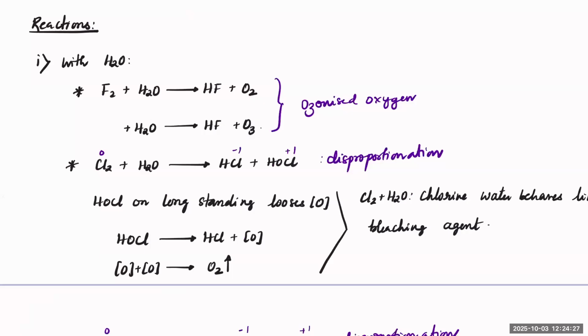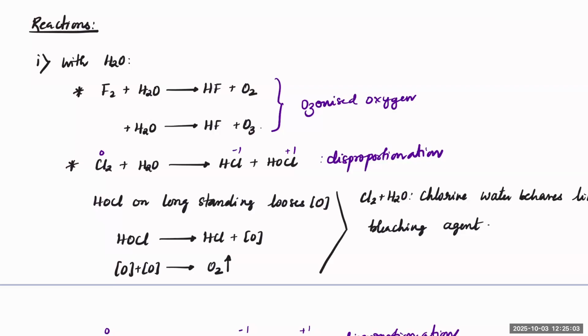What are all the reactions you will notice here? See, general reactions with water. Fluorine, when you react with H2O, gives HF and O2. With water, it can also give HF and O3. Now, it depends upon what is getting oxidized and what is getting reduced here. If you take very cold H2O, chances are ozone will be formed. If you take normal H2O at room temperature, then it will give mostly O2.